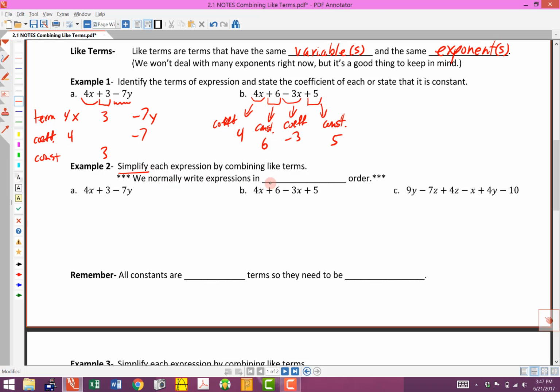And one thing I want you to keep track of here, and I know this has asterisks by it, but if you would put some on there when we write this in here, make sure that you get this memorized. We normally write expressions in alphabetical order. So if we take a look at this right here, we've got 4x plus 3 minus 7y.